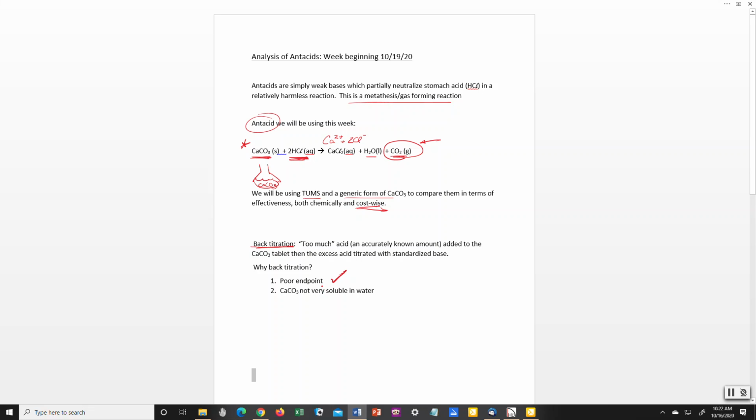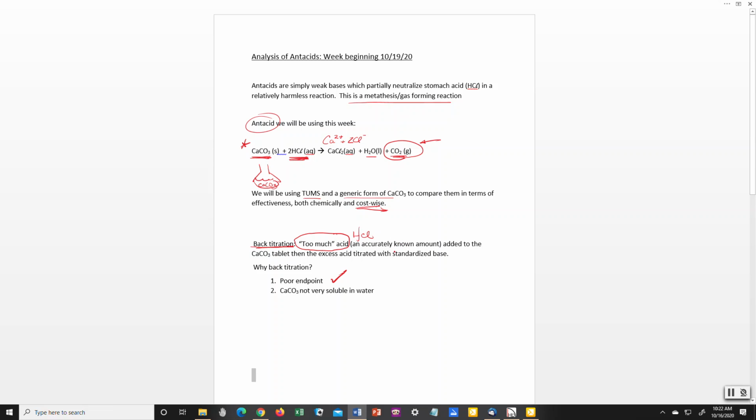Secondly, calcium carbonate is not very soluble in water. You know that. Calcium carbonate is just chalk. And so you put it in water and it kind of gets mushy, but that's about all it does. It doesn't solubilize very well. So instead, we have to dissolve our antacid in acid, HCl, just like it's meant to do.